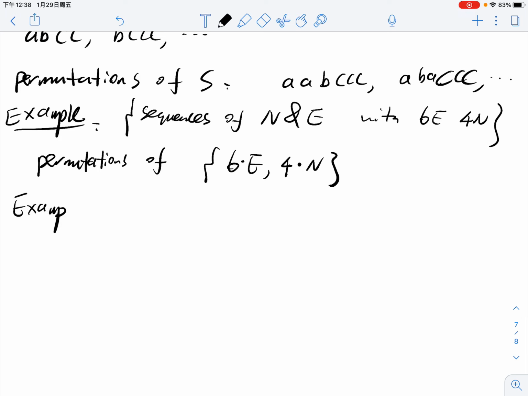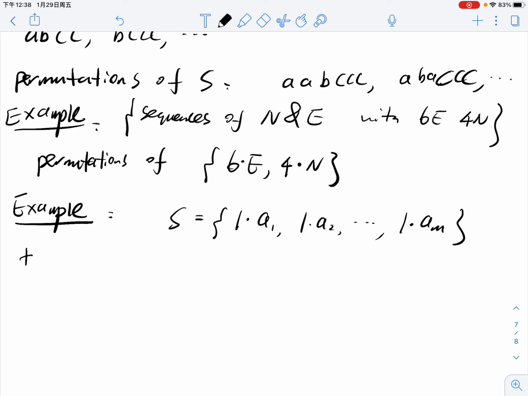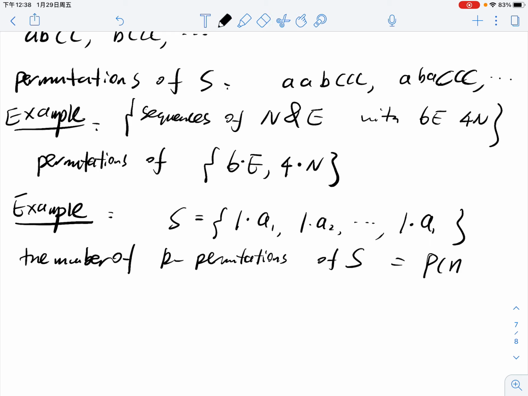Also, there is another simple example we talk about all the time, which is when all the multiplicities are 1. So this turns back to the original set, and then the number of k permutations of S is P(n, k).